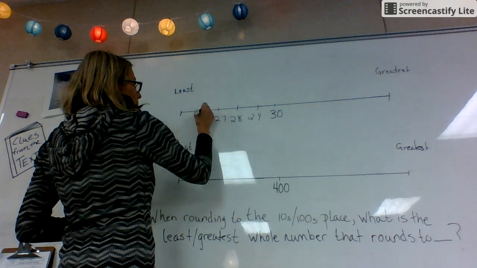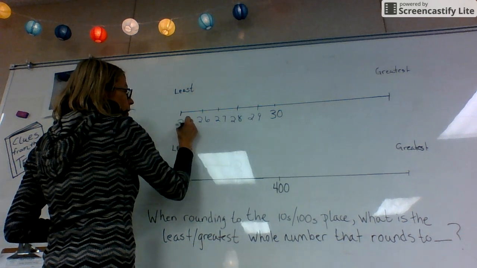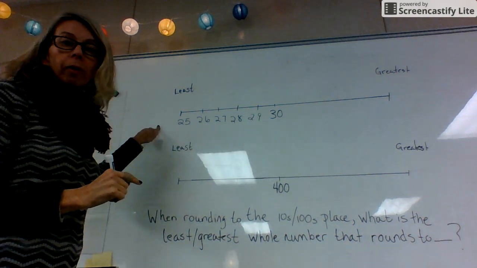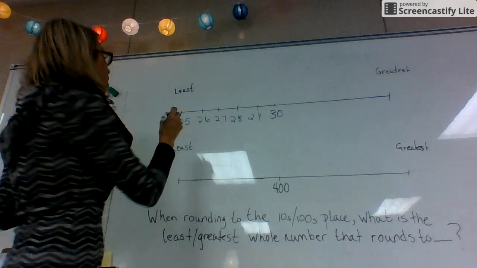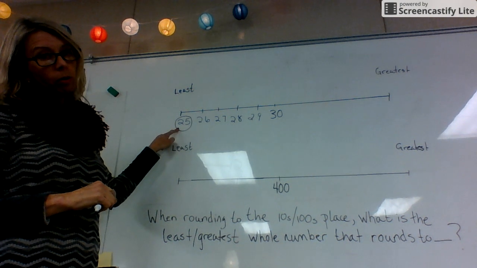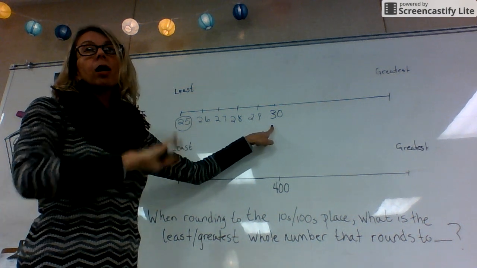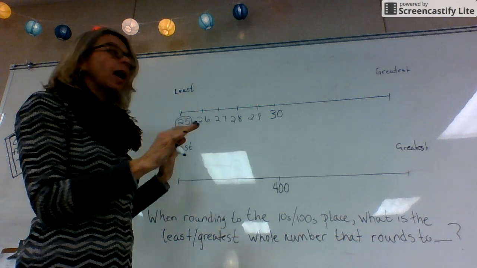27, 26, 25. Yes, these will all round up to 30. Will 24 round up to 30? No, it will not. We're not even going to put it on our number line. So we're going to circle 25, because we know that 25 is the least whole number that will round to 30.